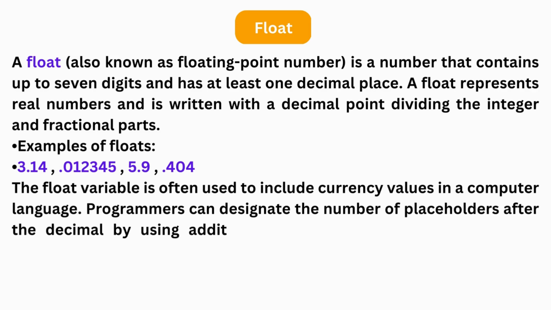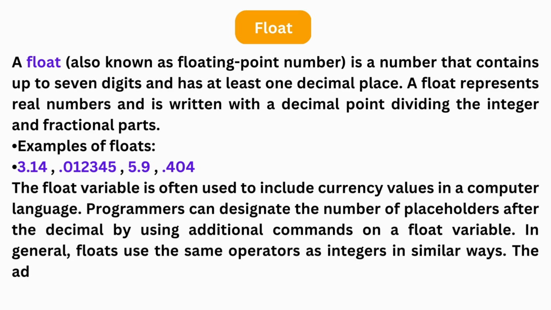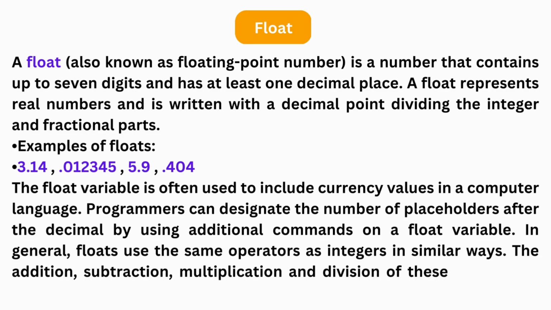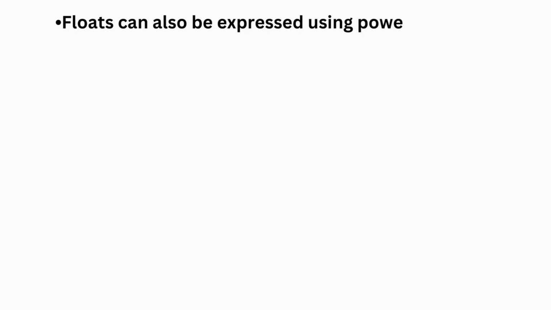Programmers can designate the number of placeholders after the decimal by using additional commands on a float variable. In general, floats use the same operators as integers in similar ways. The addition, subtraction, multiplication and division of these variables is fairly straightforward in most cases. Floats can also be expressed using powers of 10 or powers of 2. Here are some examples.